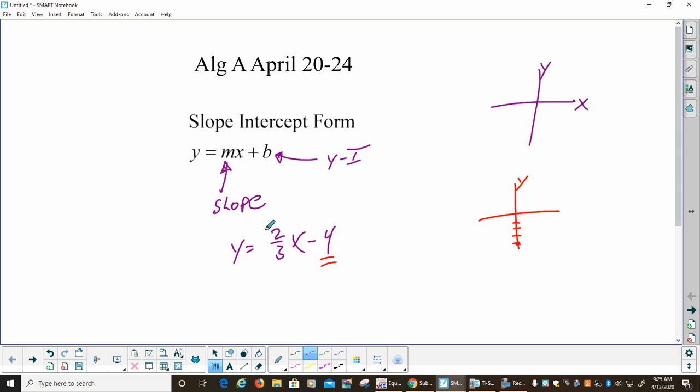This is your slope. Slope is 2/3. Slope is rise over run. So from there, you'd rise 2, run 3. And there's your line. You're always going to do the y-intercept first, slope second.